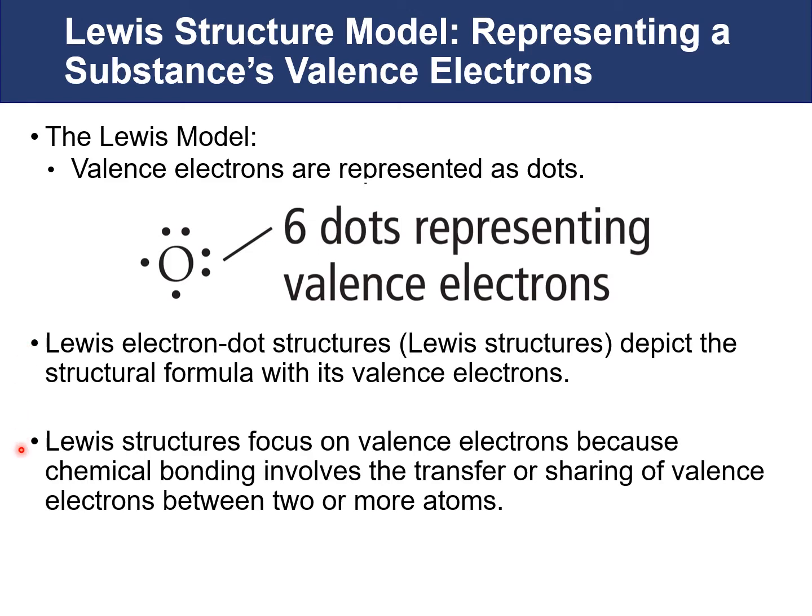The Lewis dot structure, or Lewis structures, depict the structural formula with the number of valence electrons. The Lewis structures focus on the valence electrons because chemical bonding involves the transfer or sharing of valence electrons between 2 or more atoms.